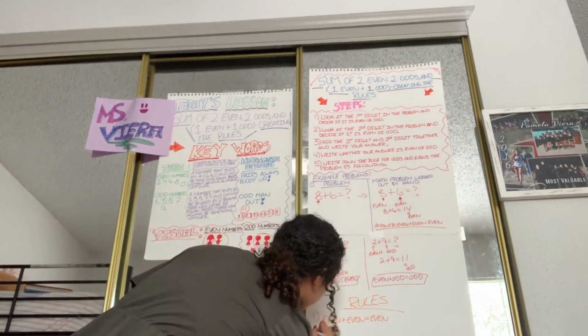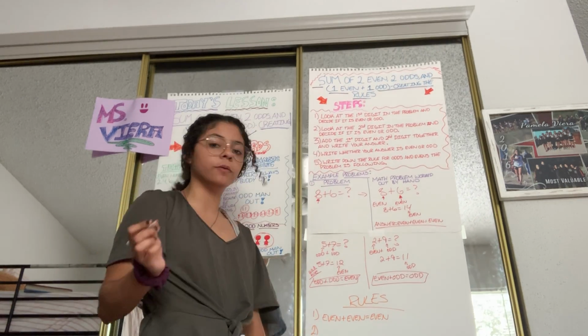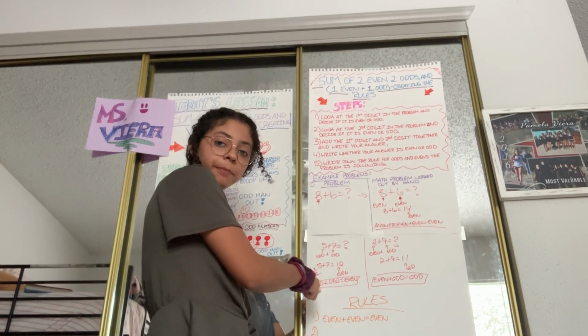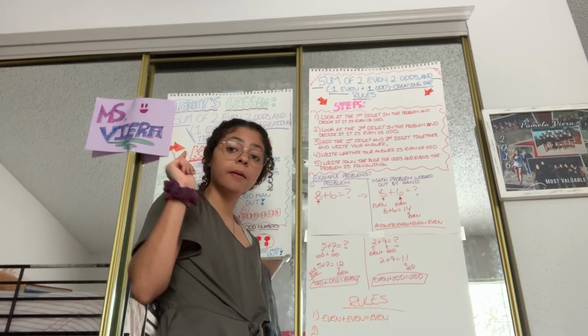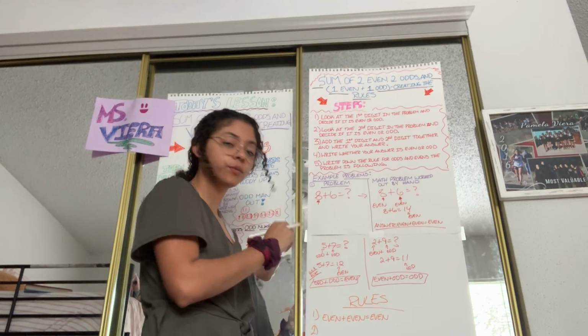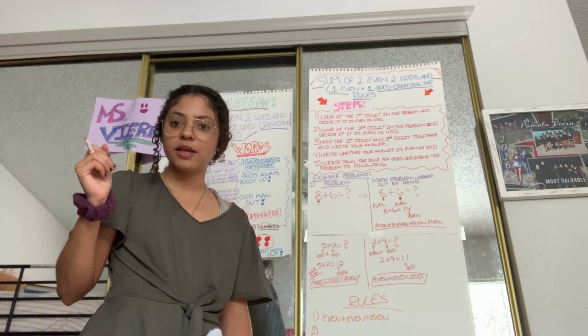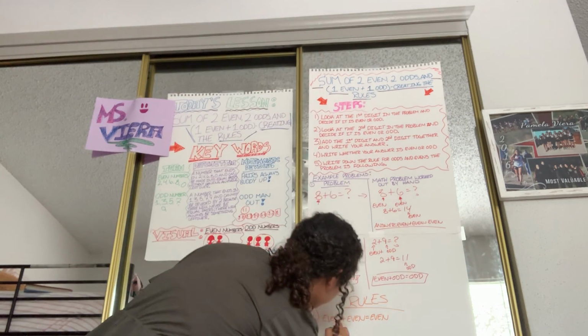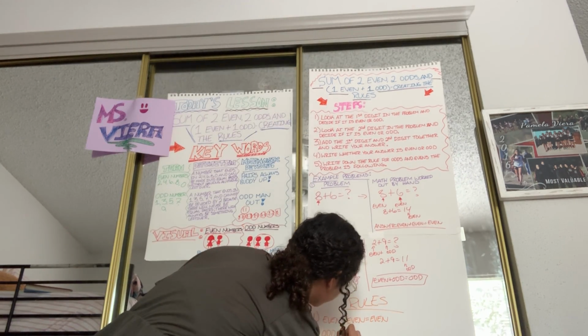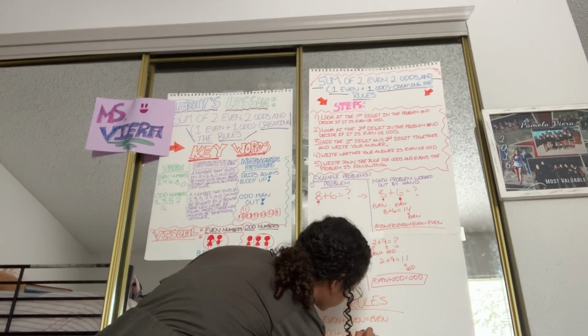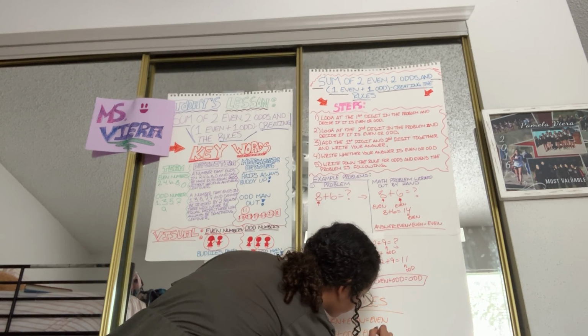All right, our second rule. When we added one odd plus another odd, what was our answer? An even number. So that's our second rule: an odd number plus an odd number equals an even number.